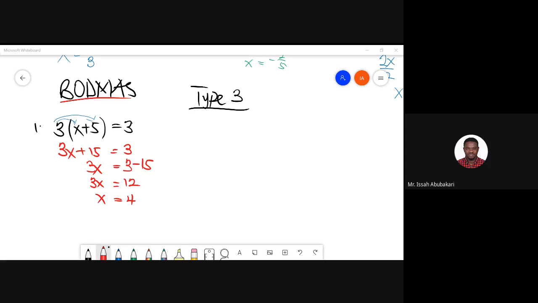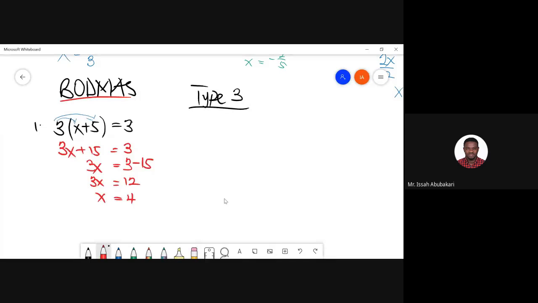All right, now let's move on. Now let me give you another question so that we try. Number 2. When we have a question like 3 bracket 2x minus 1 plus 4 is equal to 5x plus 4 plus 2. Okay? A question like this, how do we solve it?